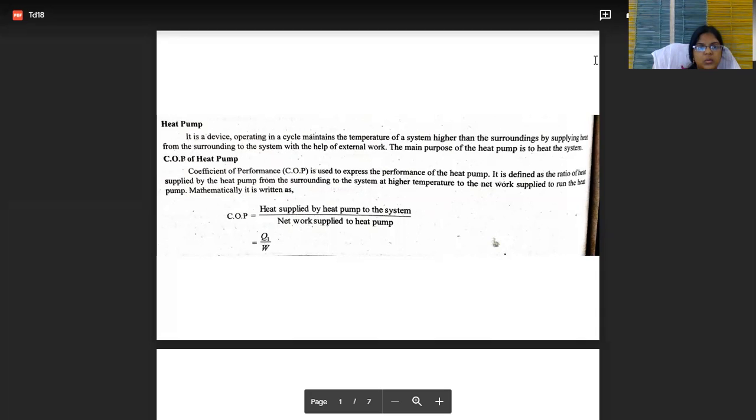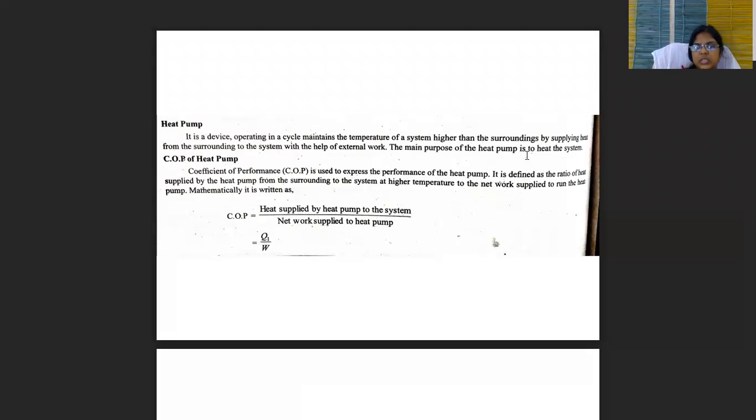Now we come to the topic of the heat pump. Already we know the definition of heat pump. What is a heat pump? It is a device operating in a cycle, which maintains the temperature of a system higher than the surroundings by supplying heat from the surroundings to the system with the help of an external pump. The main purpose of the heat pump is to heat the system.